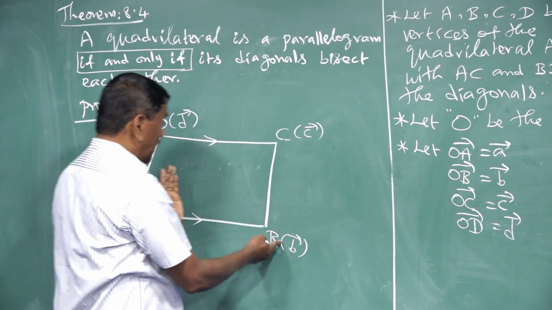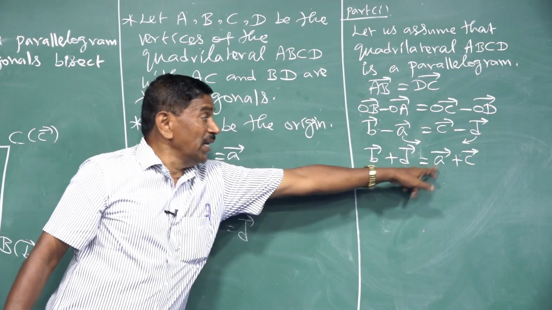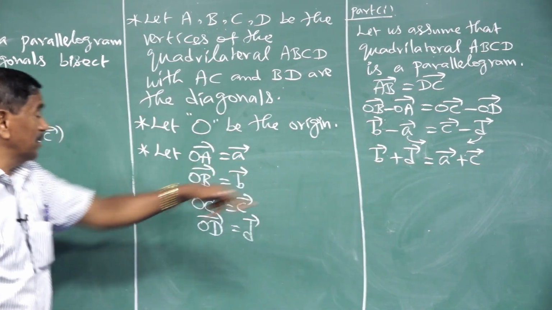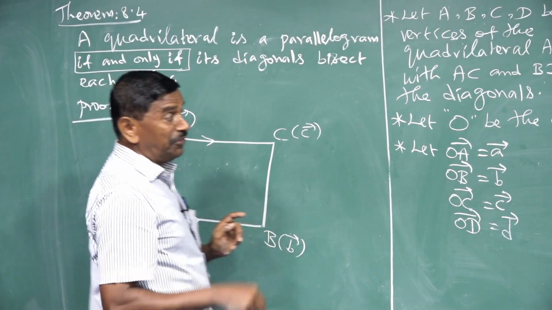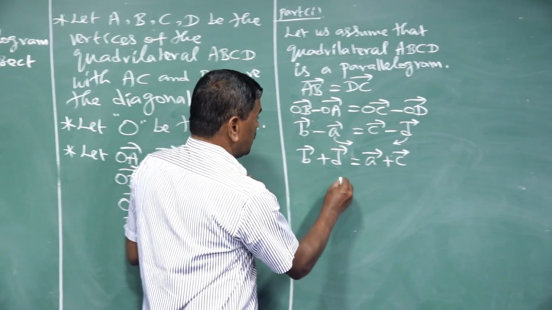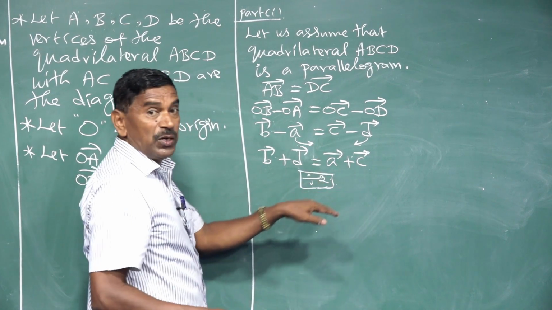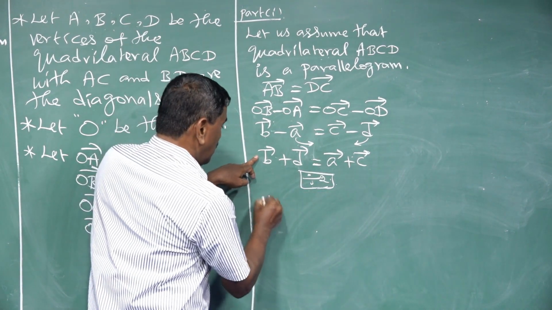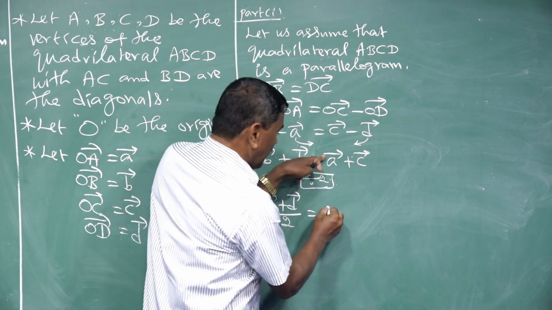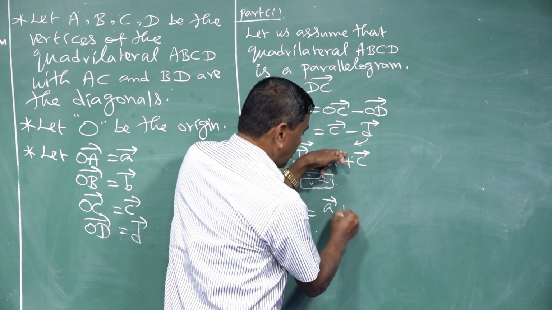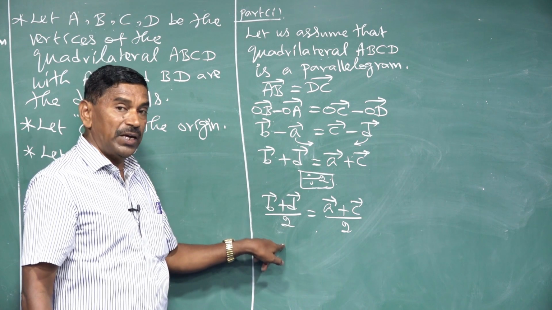Here, B vector plus D vector is available and by 2 is missing. Similarly in the RHS, A vector plus C vector is available and divided by 2 is absent. So for our convenience, divide by 2 on both sides. Next step, very good. B vector plus D vector by 2 is equal to A vector plus C vector by 2.